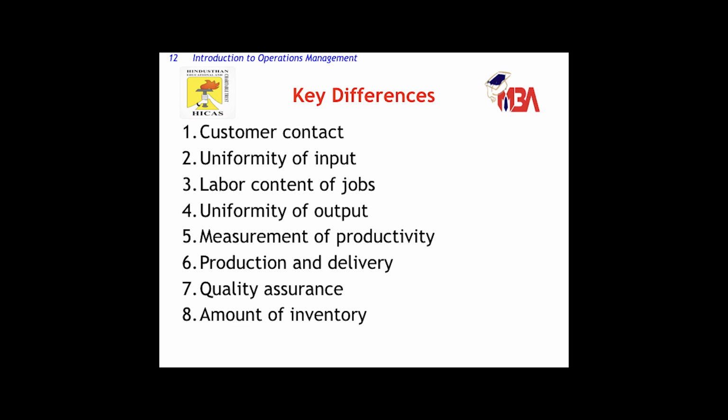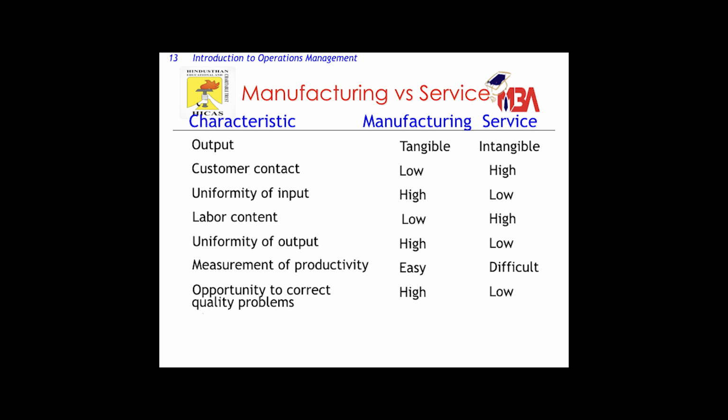Now, whatever we have discussed, I am giving it as a tabular column. So this tabular column gives you whatever we have discussed. It has been summarized. Manufacturing versus service. The characteristics are output, customer contact, uniformity in input, labor content, uniformity of output, measurement of productivity, opportunity to correct quality problems.